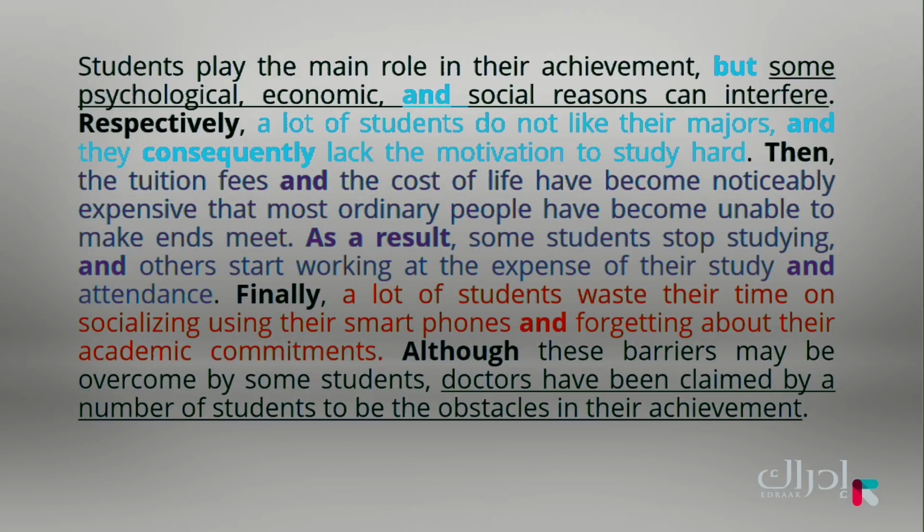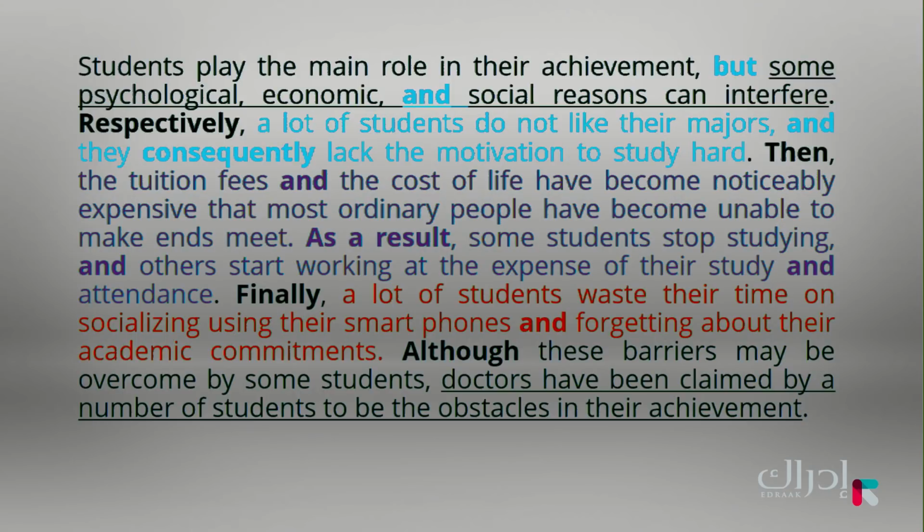Also, if we go back to the illustrated economic reason in purple, we have 4 signal words shown to you in bold. First, we have "and," used 3 times. In the first and third occurrences, it connects 2 noun phrases, the tuition fees and the cost of life, and their study and attendance. In the second occurrence, it is preceded by a comma and connects 2 sentences. Some students stop studying and others start working at the expense of their study and attendance.